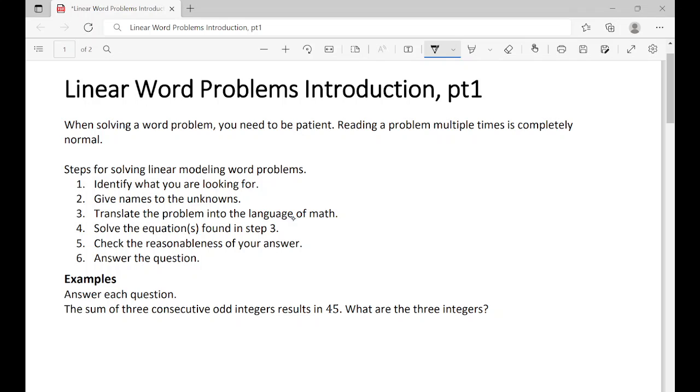Next, translate the problem into the language of math. That means add, subtract, multiply, divide, whatever it's asking you to do, translate it to that, kind of like an equation. And once you do that, solve the equation or the equations found in the previous step, and then make sure that your answer makes sense. Is it possible? Sometimes it is, sometimes it isn't. You never know until you get there. And then finally, answer the question. What is it actually asking for? Not just a number, they want to know something.